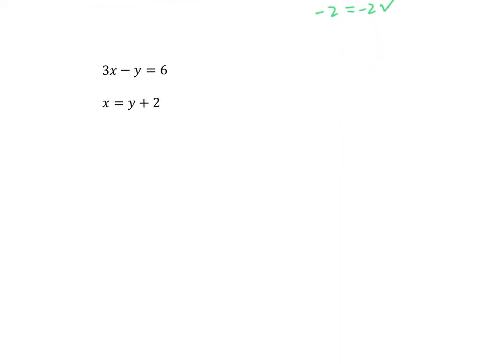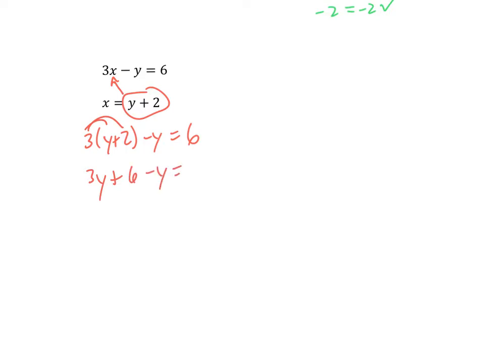Let's look at one more equation here. In this case, we have an equation that's solved for x already. And so we can do the same thing. We can take this x equals y plus 2 and just substitute the y plus 2 in for x instead of in for y. So we'll actually find y first in this case. So we'll take 3 times (y plus 2) minus y equals 6. And then we'll distribute the 3 here. 3y plus 3 times 2 is 6 minus y equals 6.